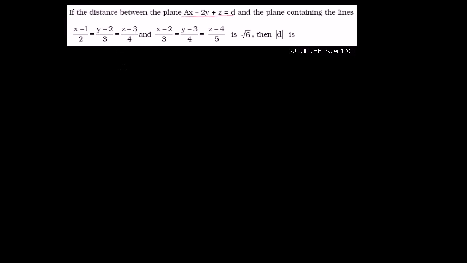So in order to talk realistically about distances between planes, those planes will have to be parallel, because if they're not parallel, if they intersect with each other, the distance is clearly 0. And they're telling us here that the distance is the square root of 6. So the planes can't intersect, they must be parallel. So you have this plane up here, and the equation here is ax minus 2y plus z is equal to d.